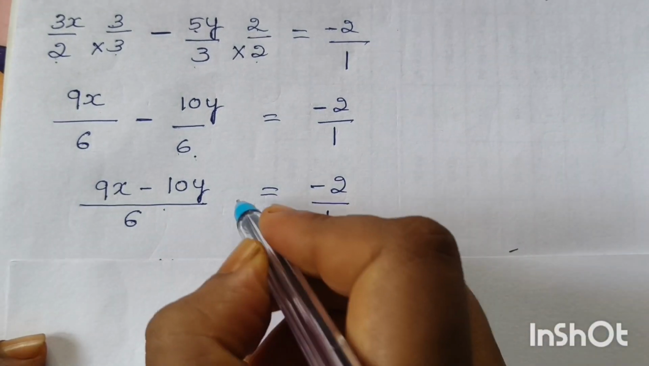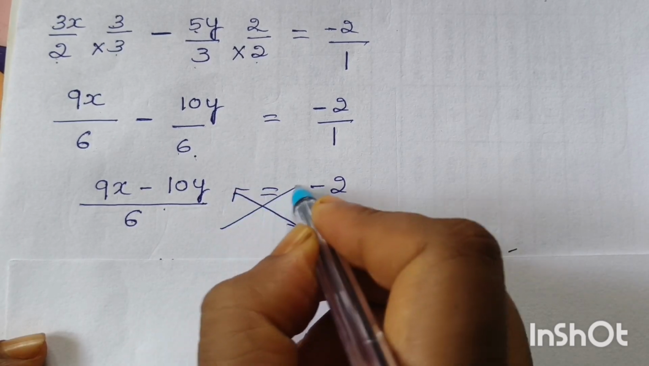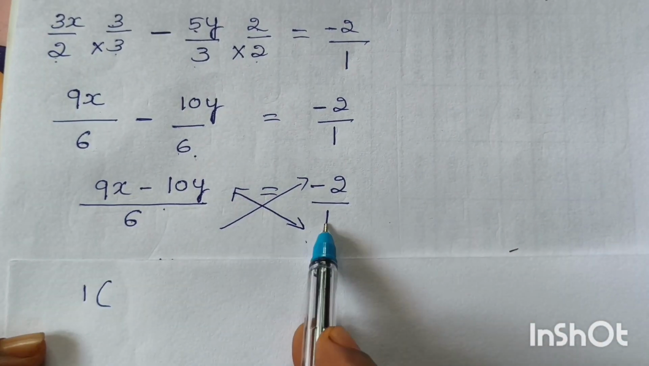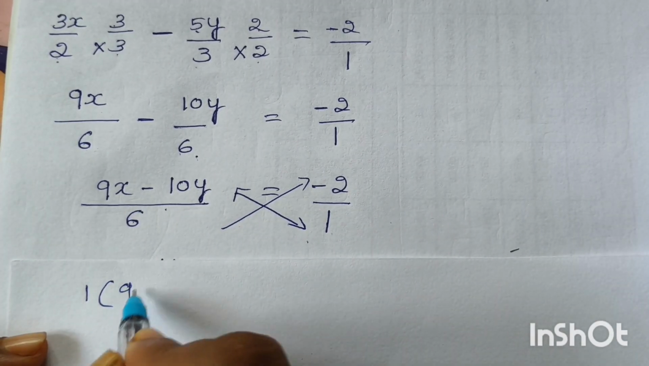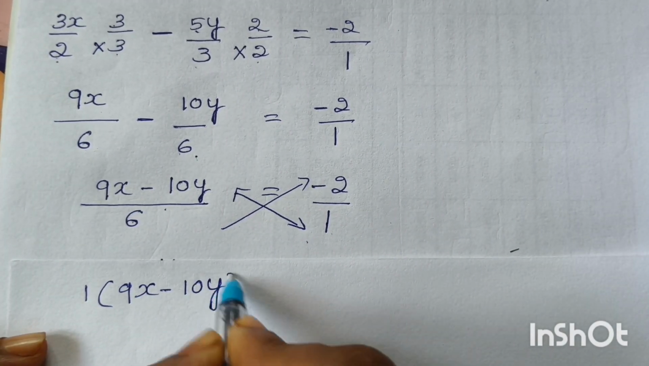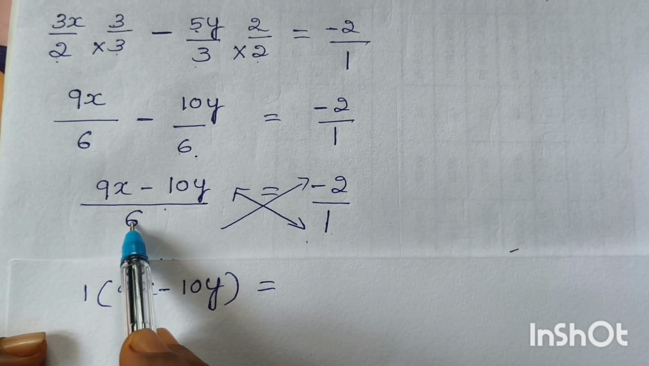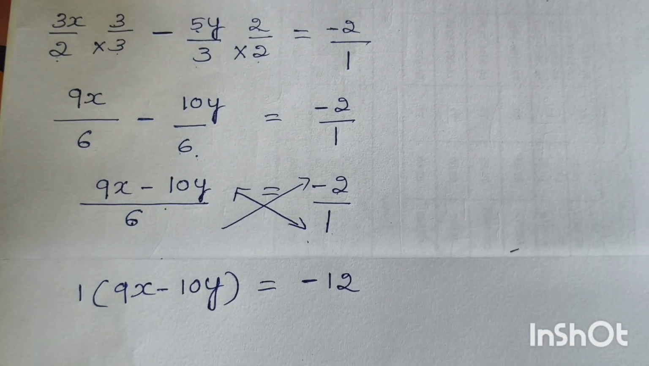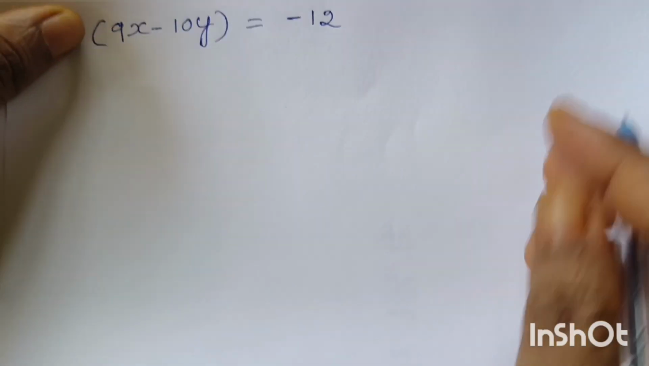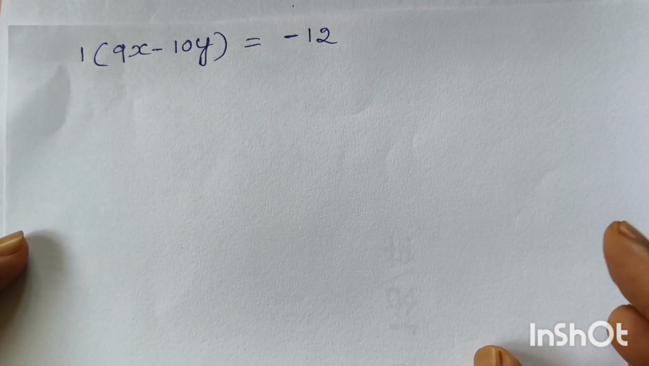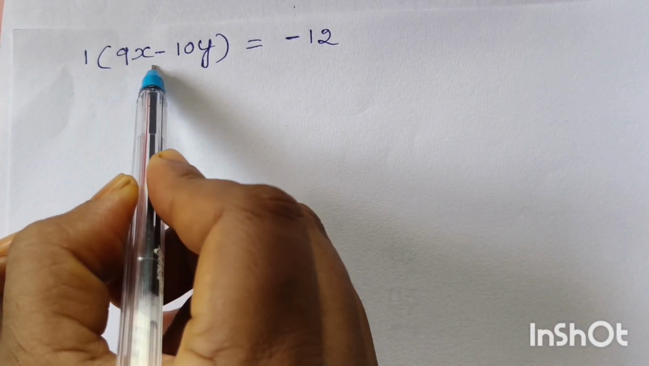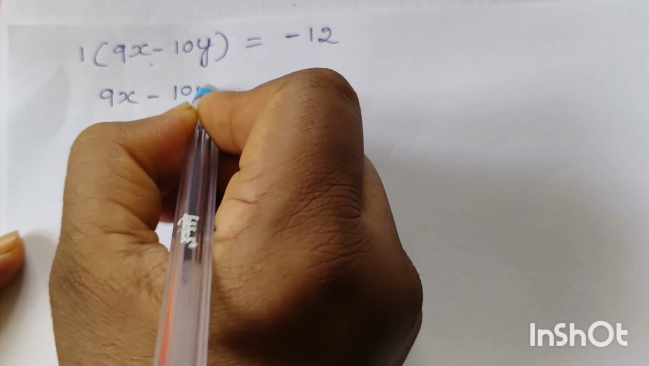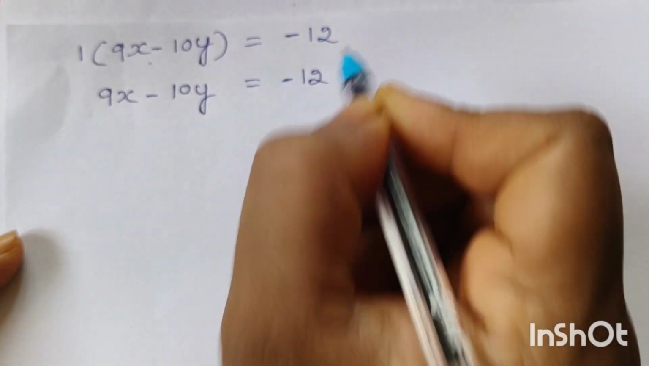Now let us cross multiply. Then what it will become? 1 into 9x minus 10y is equal to 6 into minus 2, that is minus 12. Okay. Now 1 into this one is same, that is 9x minus 10y we will get is equal to minus 12.